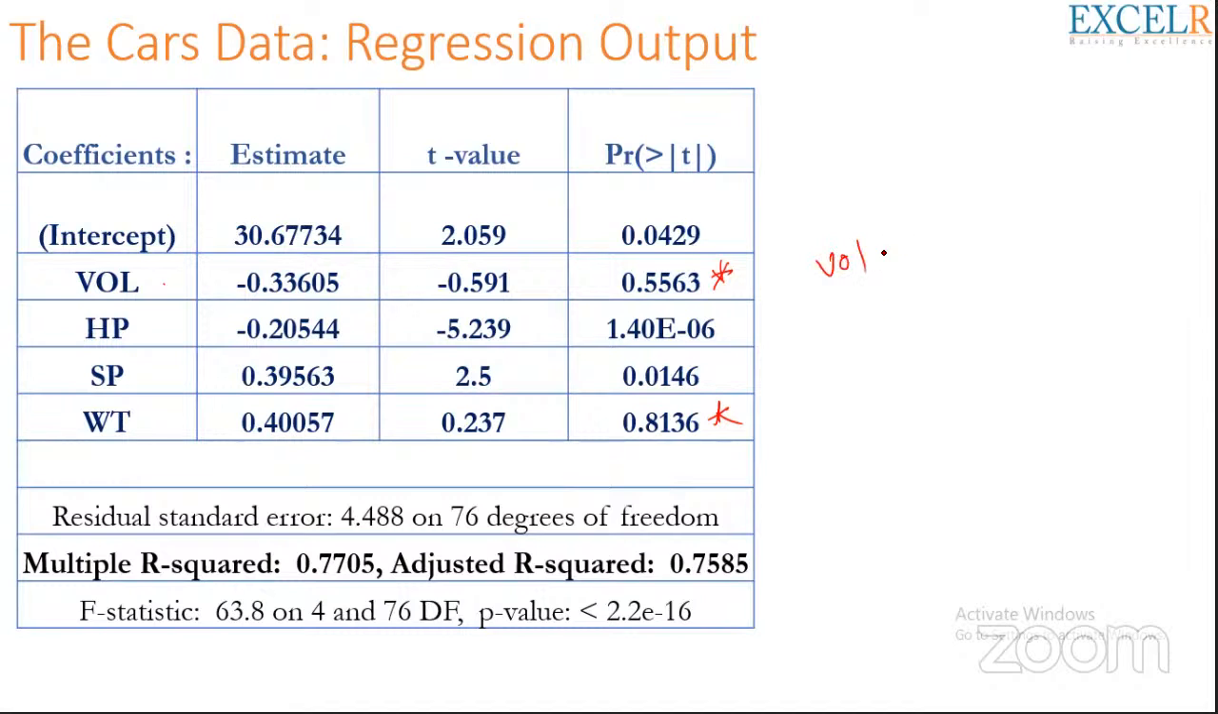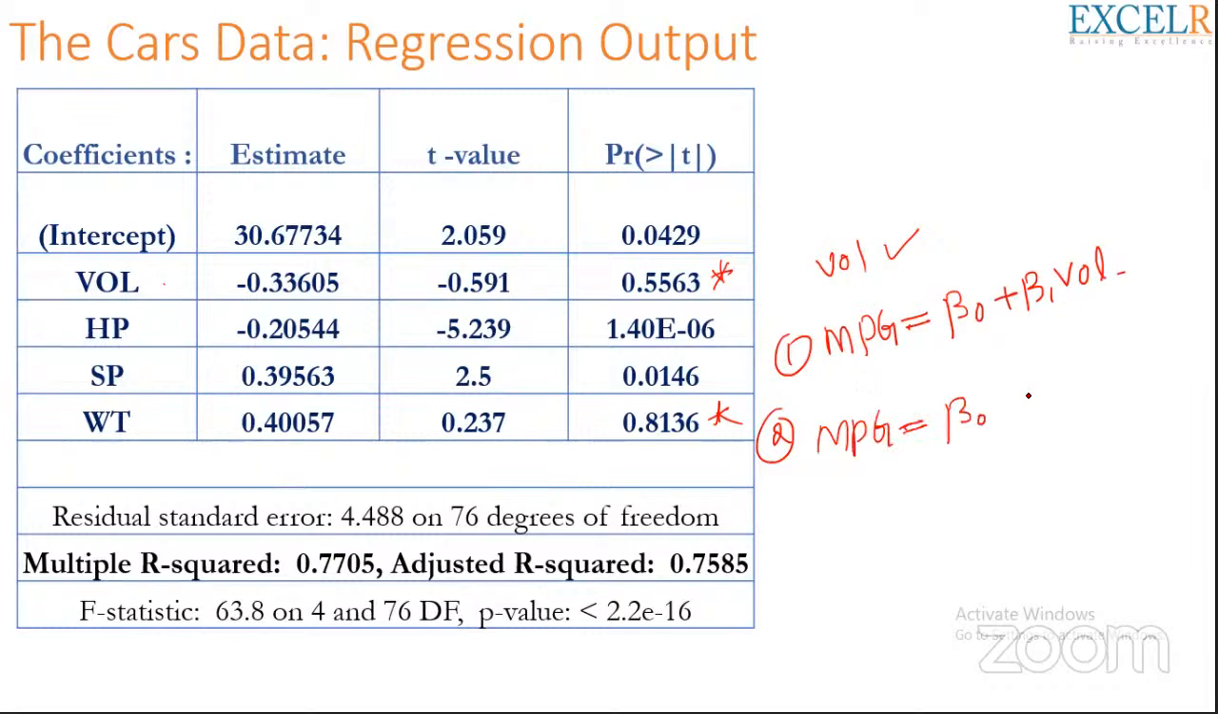And then I'll build a simple linear regression equation on MPG. That means I'm going to build MPG is equal to beta naught plus beta 1 into volume. This is one equation I will build. And then one more equation also I'm going to build: MPG is equal to beta naught plus beta 1 into weight. That means I'm going to take this variable alone.